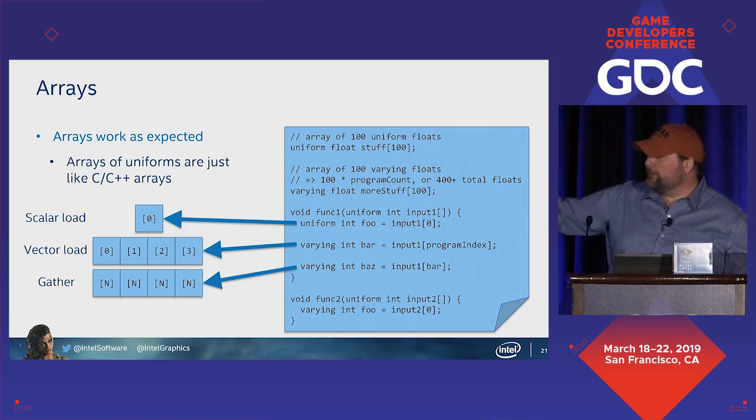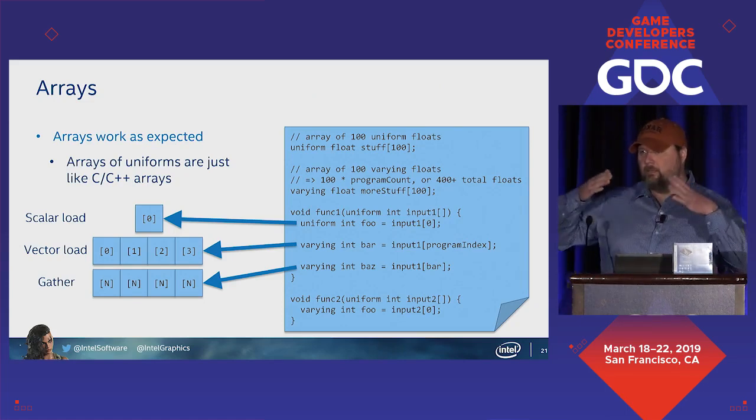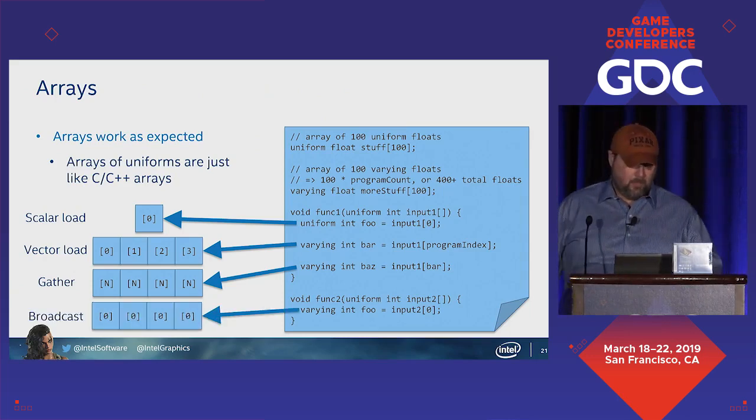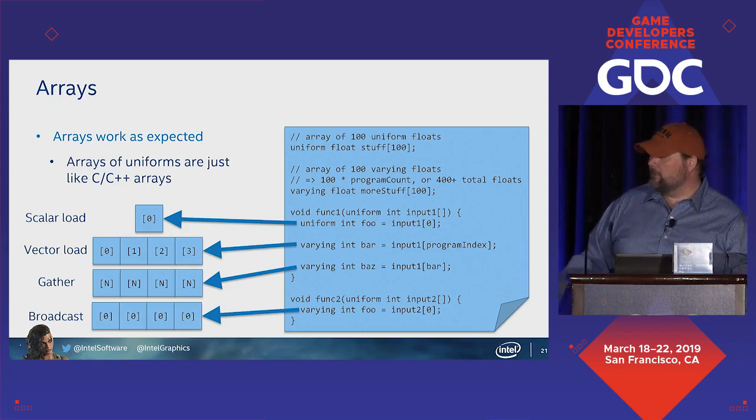And this is kind of weird code, but we're taking the result of input 1 bar, and we're using that to then index into that array again. And the compiler will generate a gather here because it doesn't know if those elements of memory are linearly arranged in memory. And then lastly, we're taking the first element of input 2 and assigning it into a varying, and that gets auto-promoted to varying from uniform, and that'll be a broadcast into that vector register.